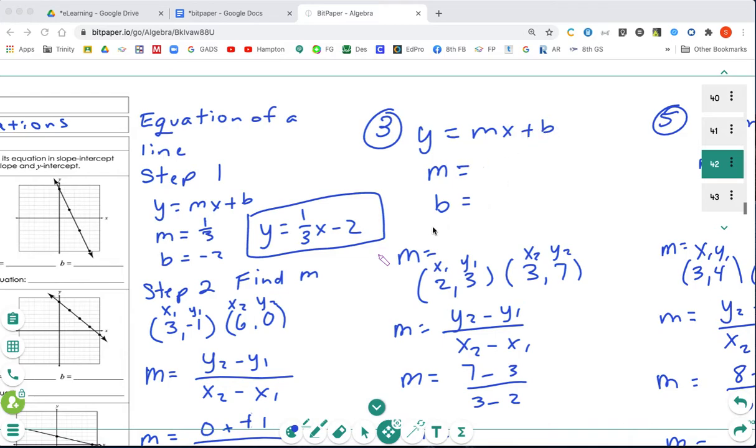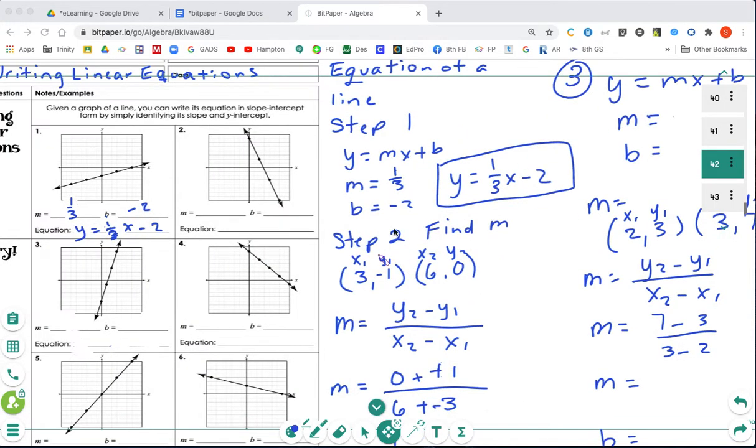I'm going to go to my graph, and I'm going to find the two ordered pairs that have no negatives or the fewest negatives. So I'm going to use this ordered pair and this ordered pair. So I'm going to use (2, 3), and I'm going to use (3, 7).